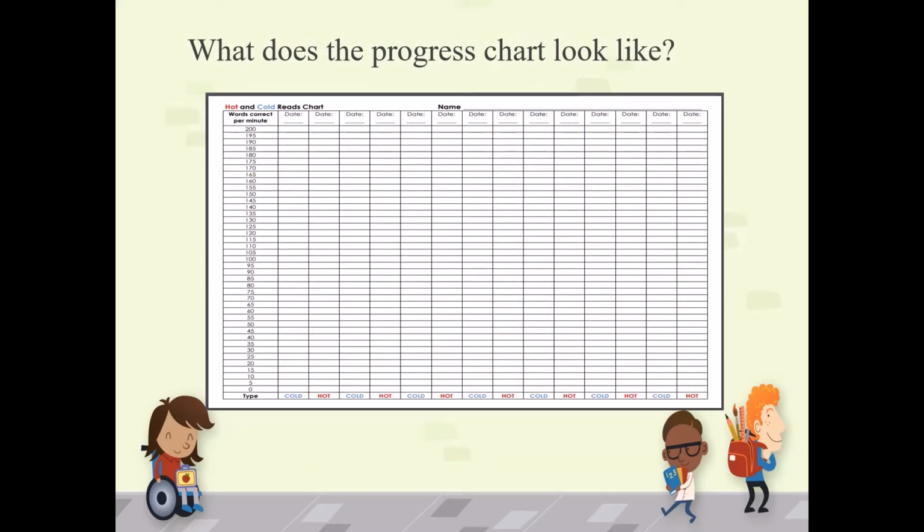You can also be creative and create your own chart. Basically, the essential components of the chart are a column indicating how many words the student read correctly per minute, and some cold read columns and hot read columns with a place indicating the dates. And don't worry, we will show you how to use the chart later in our demonstration videos.